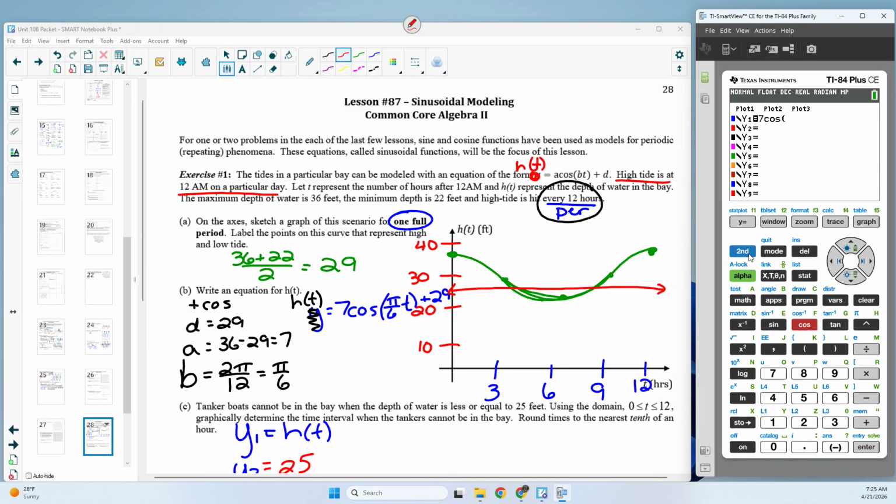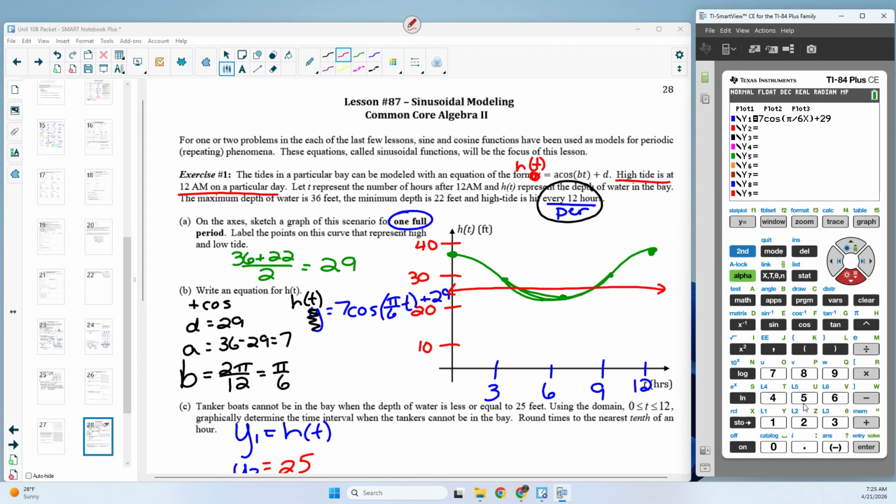So 7 cosine pi over 6t plus 29. My window, I'm going to set it up so I'm going 0 to 12 by 3s. And I went 0 to 40, and optionally I can also put in that I went by 10s, just making everything kind of look nice. And there's my graph, and I see my graph does look like what I want it to look like.